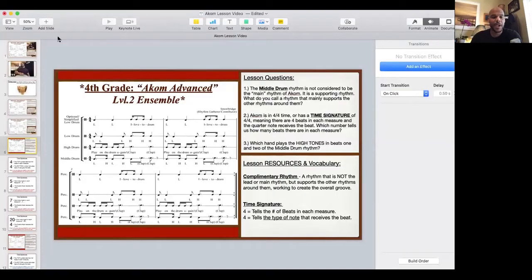For the past 2 weeks, we've been working on Akom Advanced. We learned 2 weeks ago rhythm number 1, the low drum part. Last week, we learned rhythm number 2, the high drum part. And this week, we're going to be working on rhythm number 3, the middle drum part. So let's get into it right now. Here we go.